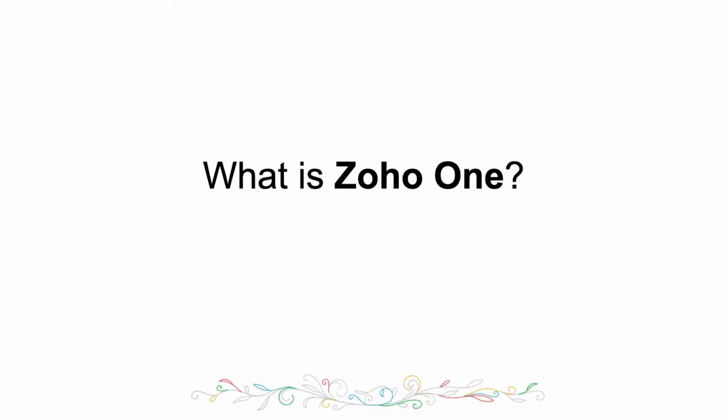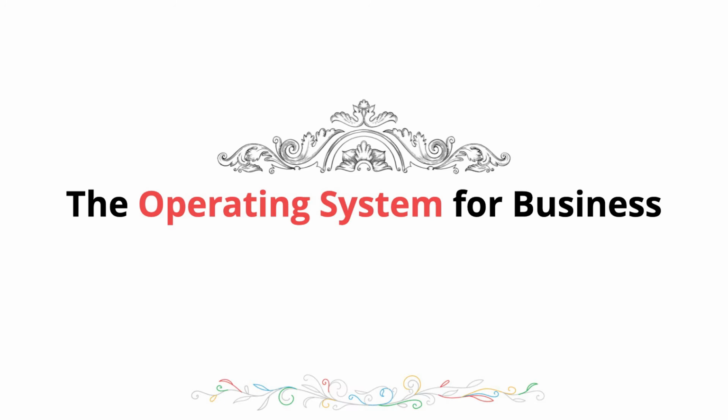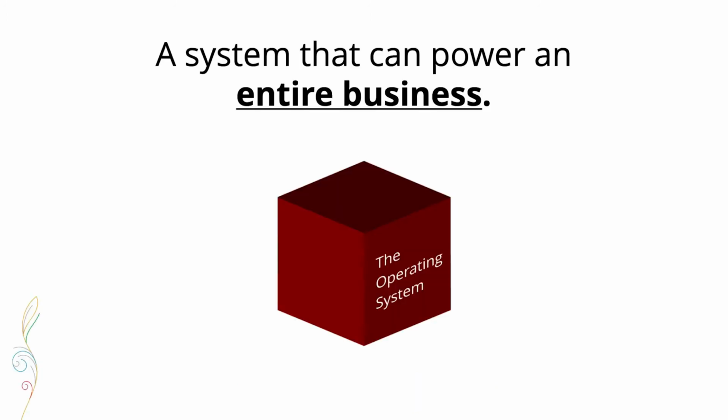So what is Zoho One? It is the operating system for business. Why operating system for business? Because this system can power an entire business. So that is why we have this tag called the operating system for business.